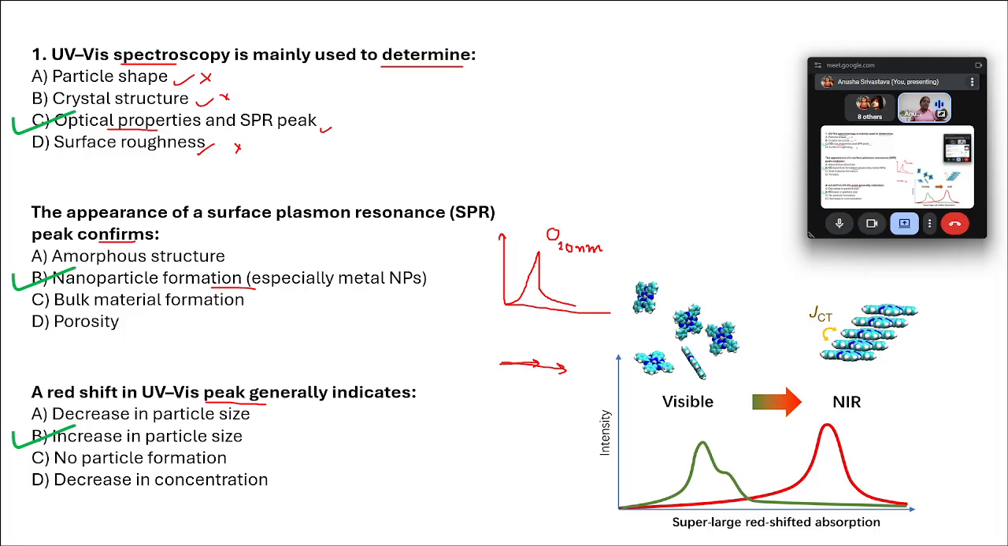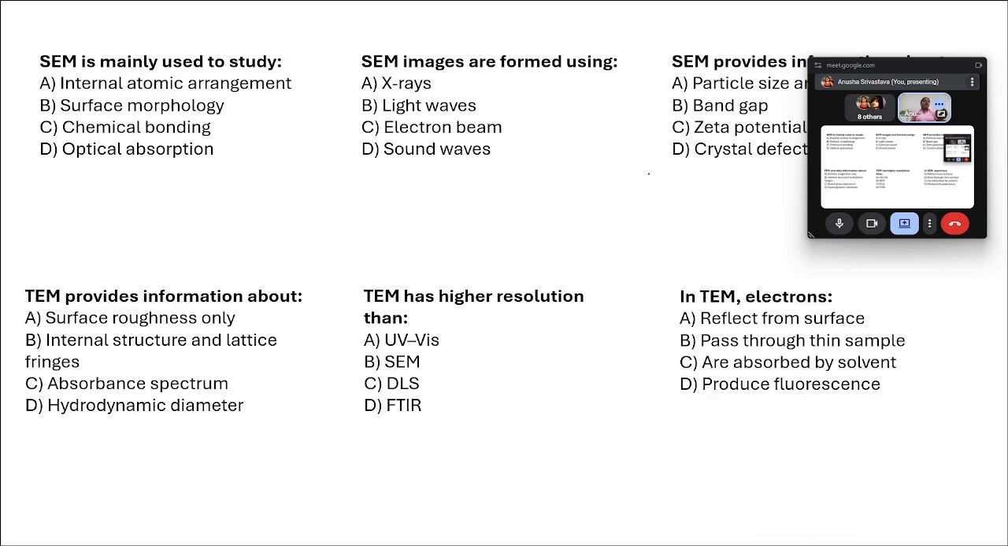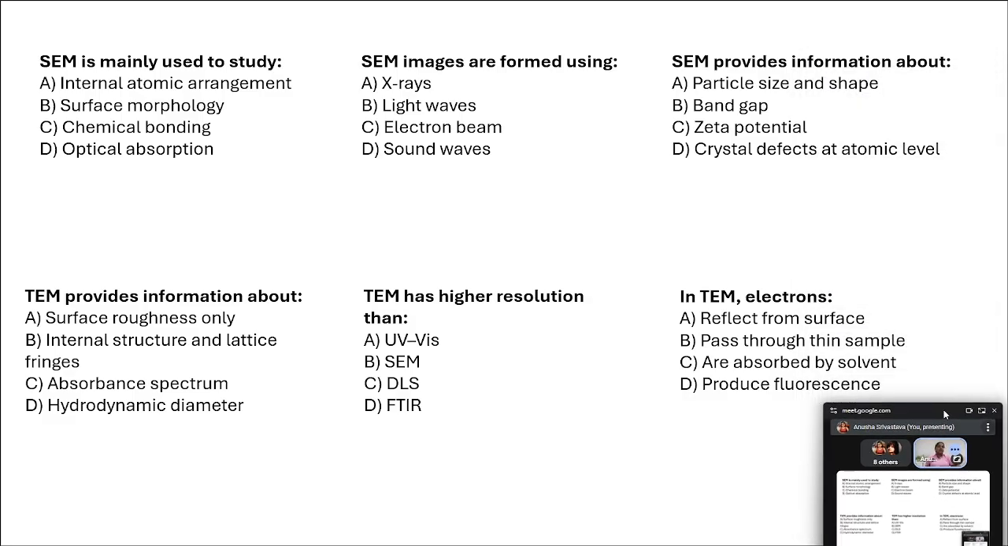So as you can see, if you're getting a peak in the visible region, whenever there is increase in particle size, some kind of structure or some kind of aggregation happening, there will always be a shift towards the NIR region that we call red shifted absorption, super large red shifted absorption. So always remember this concept. Now try attempting these questions. We'll go one by one.